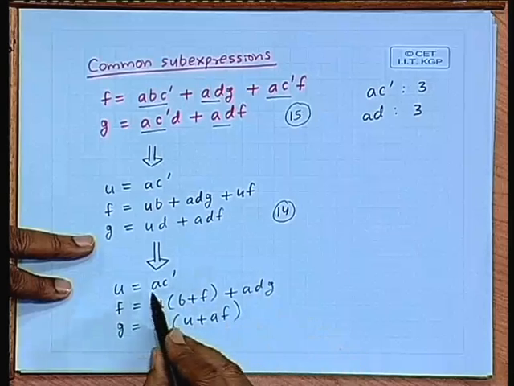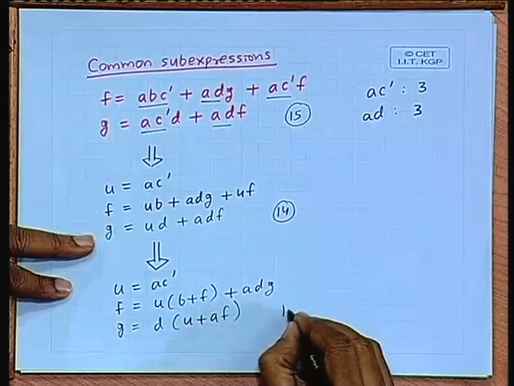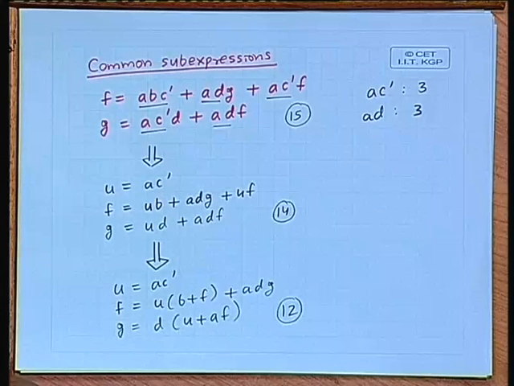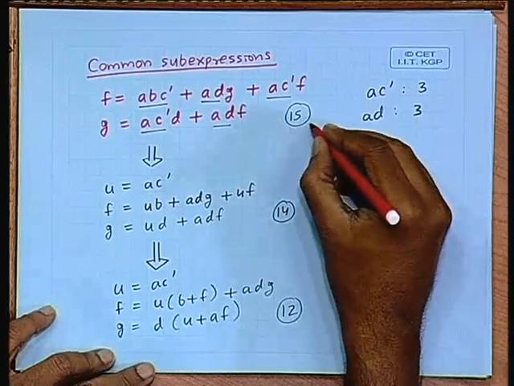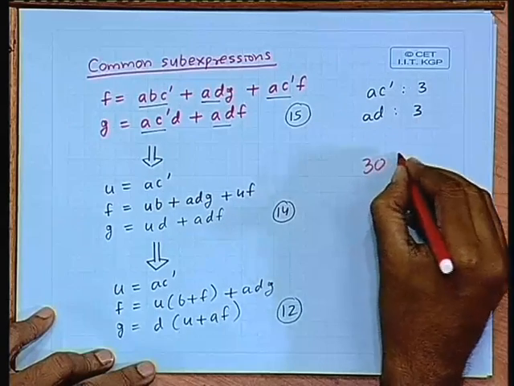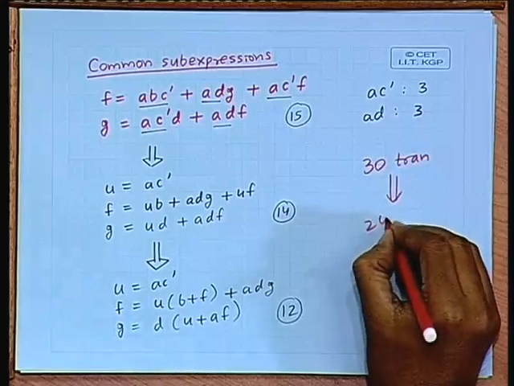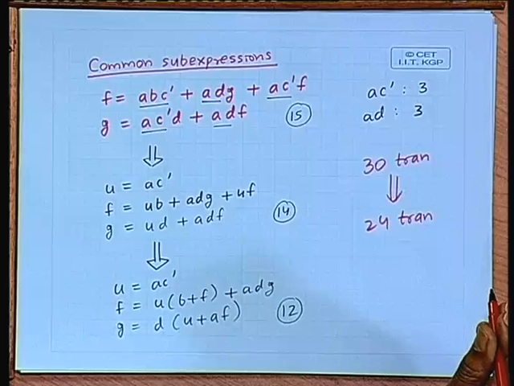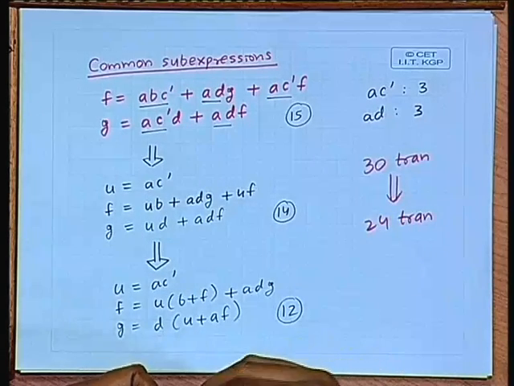So here the number of literals has come down to 2, 3, 4, 5, 6, 7, 8, 9, 10, 11, 12. So from 15 you could bring it down to 12. So in terms of the implementation, again from 30 transistors you have gone down to 24 transistors. Essentially, whatever this mesh does is based on transformations like this.